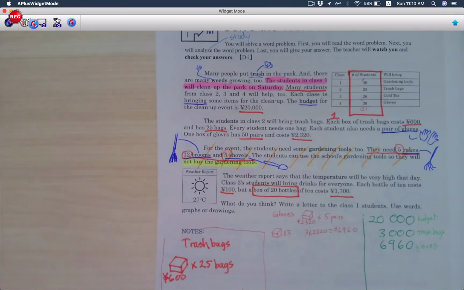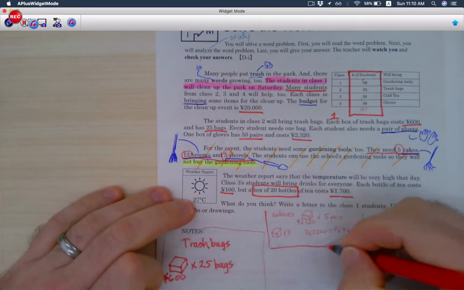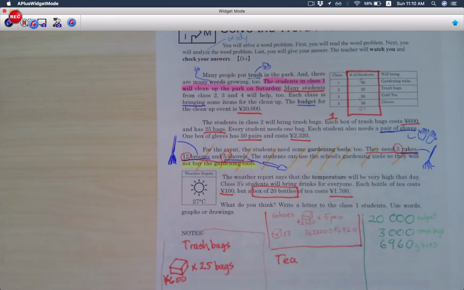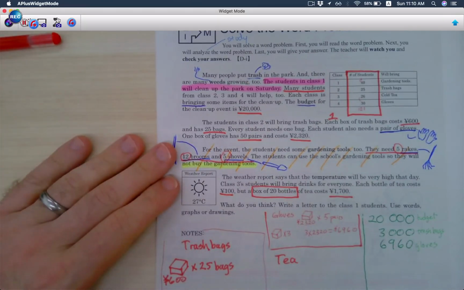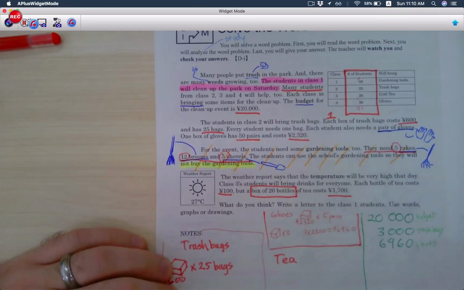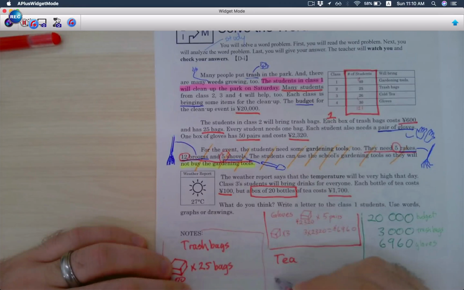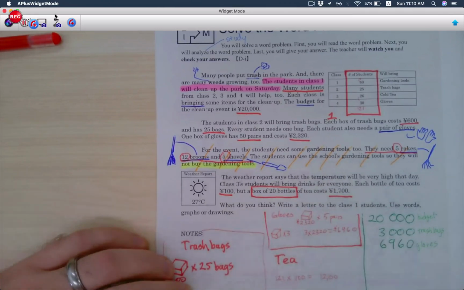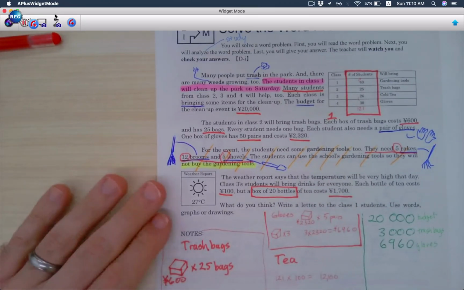Okay, so here's the next thing I have to buy. So here I had my gloves, and next I have tea. And we need, again, 121 bottles of tea. And if I did 121 bottles at 100 yen each, then that would be, we read the comma, 12,100 yen. I think that's too much money.